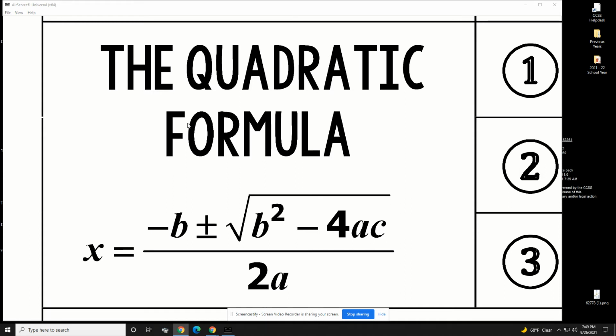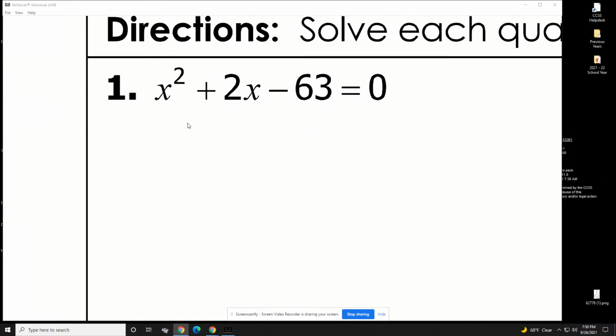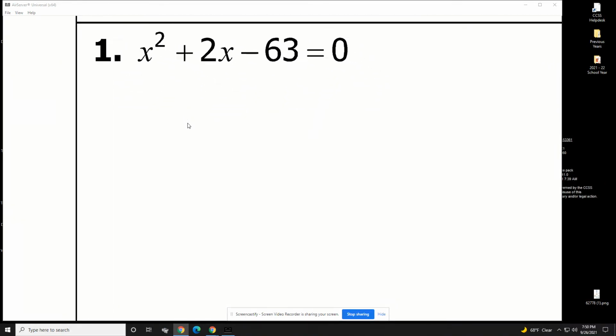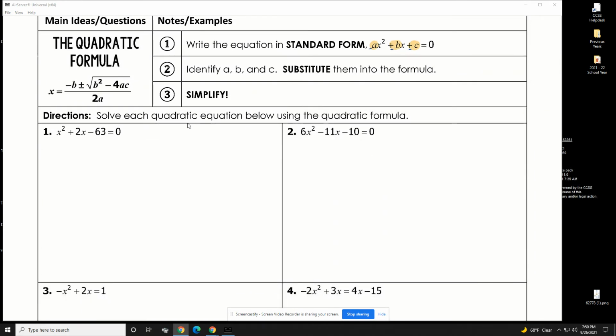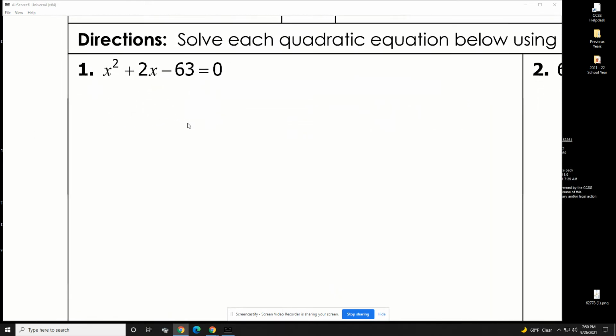So here's how it actually works. First of all, let's look at this problem here. You've got to make sure that it's in standard form. Well, is this one in standard form? Absolutely it is. So what I recommend you do right off the bat is label your a, b, and c value. a is your x squared coefficient. What is it? Well, it's understood to be a 1. b is your x coefficient. So what is it? It's understood to be a 2. And c is your constant. So what is it? Negative 63.